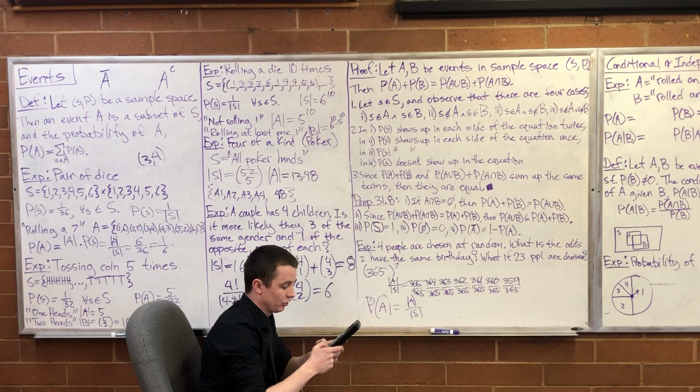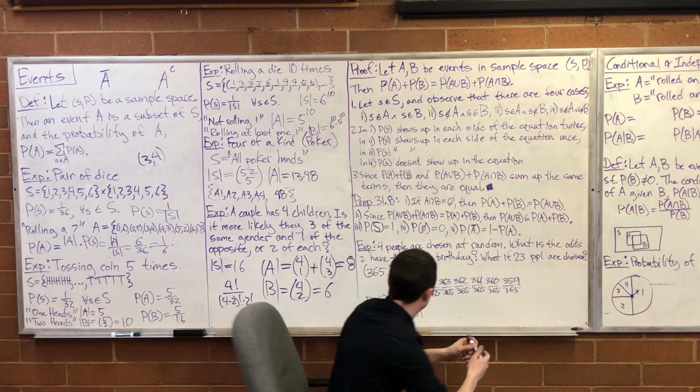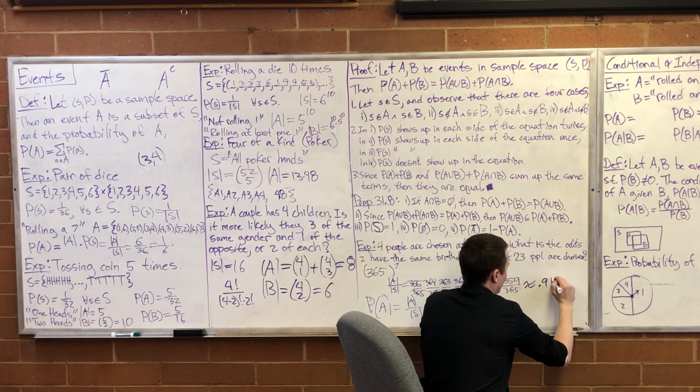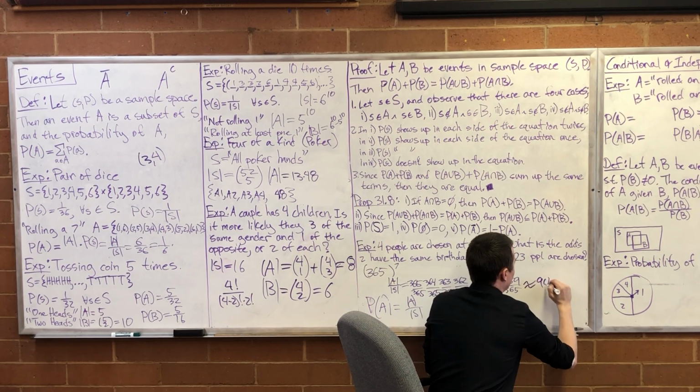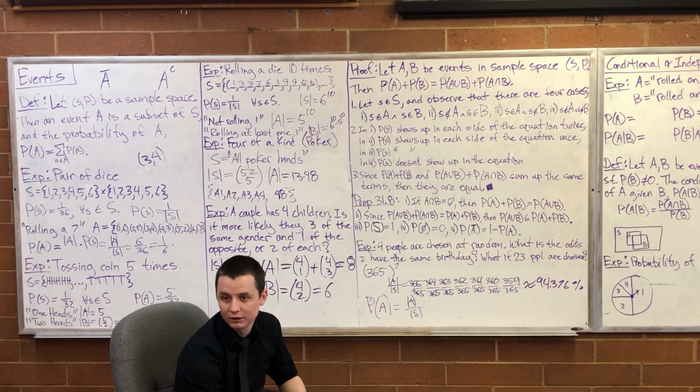So 365 times 364 times 363 times 362 times 361 times 360 times 359 divided by 365 to the power of 7 is equal to 0.94376. So we'll say 94.376% is the odds that we do not have a birthday in common.